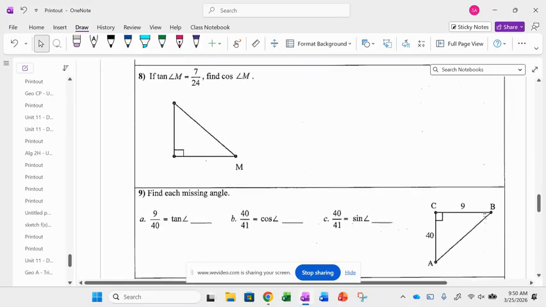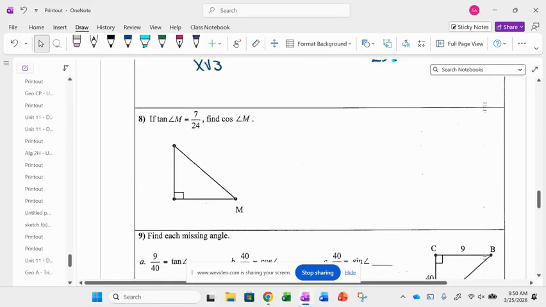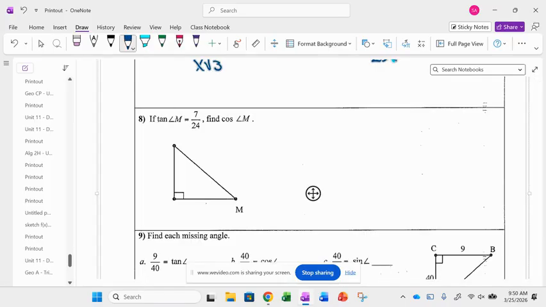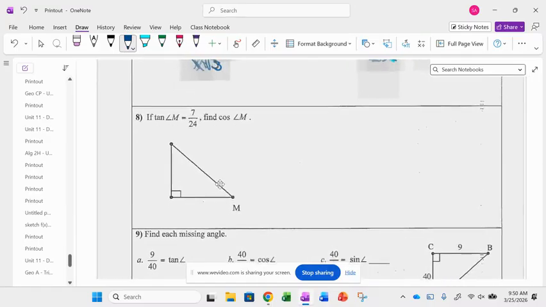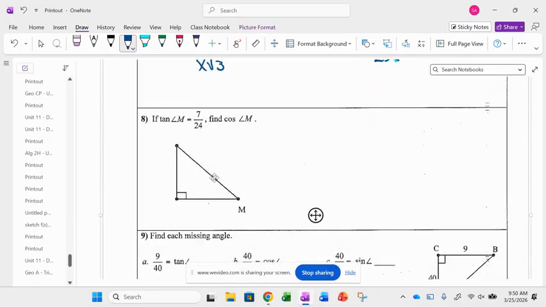All right, now a little bit different here. So now we really got to use the SOHCAHTOA. So it's saying the tangent of angle M. So everything's based on angle M. So they're saying the tangent of angle M, basing it all on angle M, is 7 over 24. So we have, I'm going to rewrite it. Tan angle M equals 7 over 24.